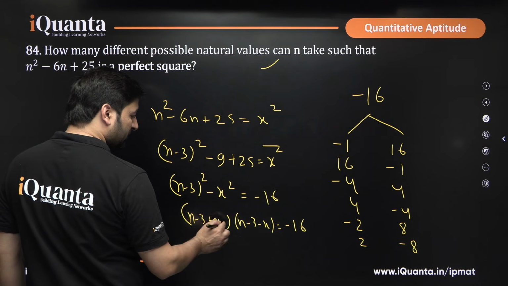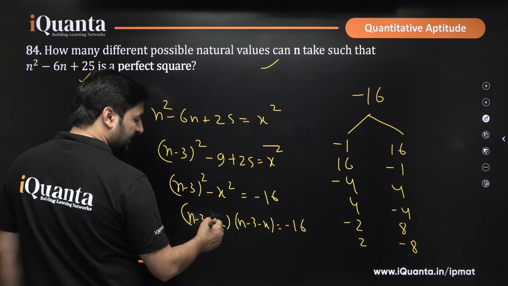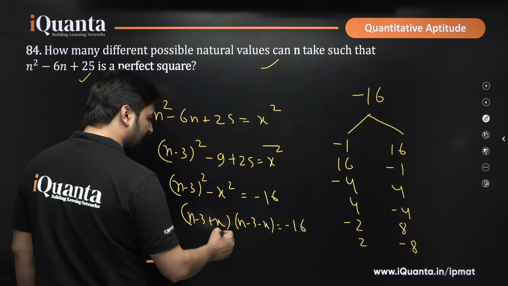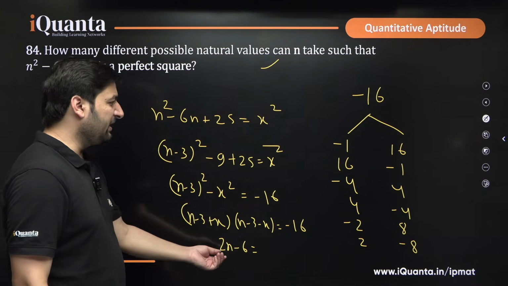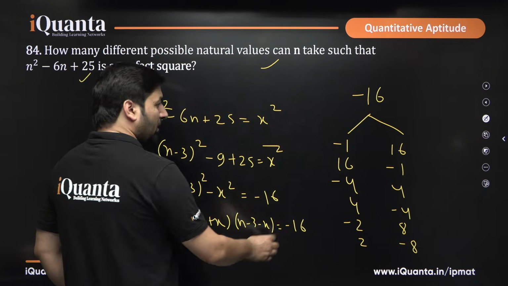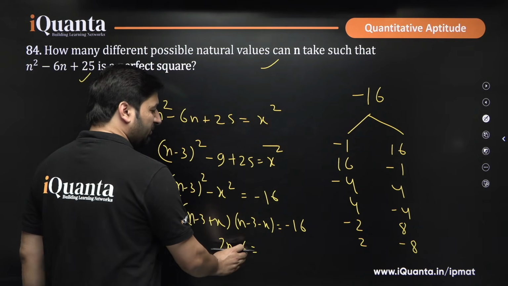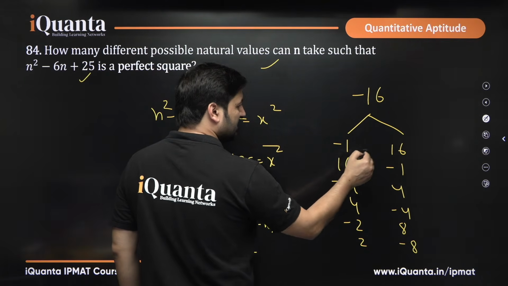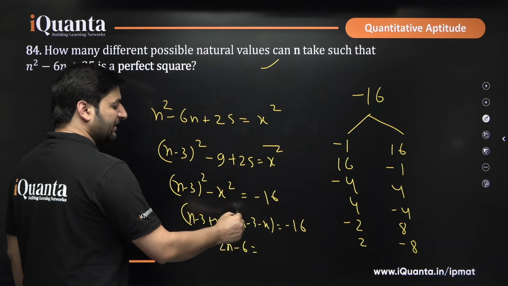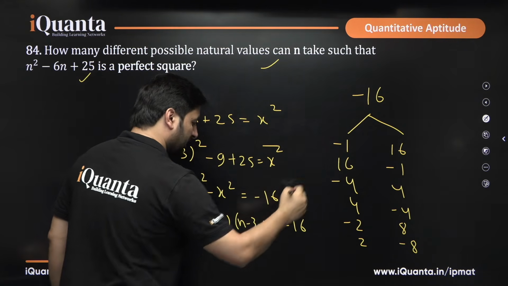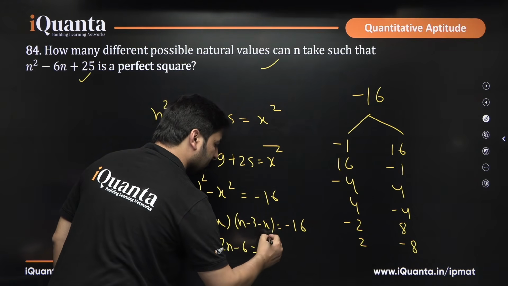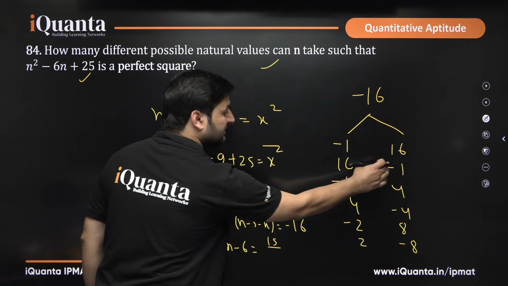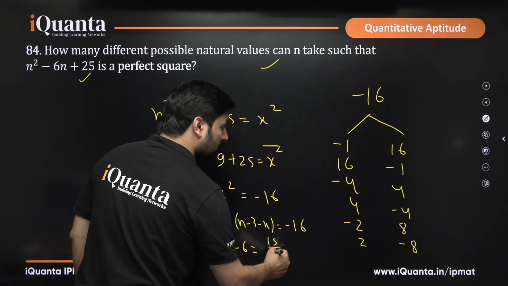If you add both of them, n minus 3 plus x and n minus 3 minus x, x will cancel. So, 2n minus 6 will be there, and you just have to take 2n minus 6 equal to the sum of these two, because you are adding both the values. So, here it is going to give you what? In the first case it should be equal to 15, second case it should be equal to, okay, this is same.